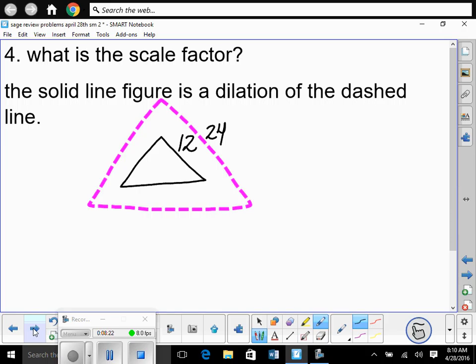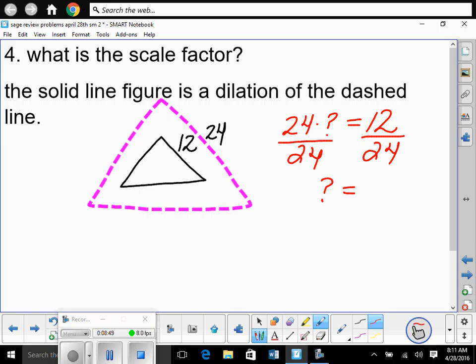So it wants to know what the scale factor is. Let's set up a true statement. Don't we want to know how we got from 24 to 12? I always set it up like this so I don't ever get it wrong. 24 times what equals 12. Scale factors are what you multiply to get to the other figure. So now solving for the question mark, we divide by 24. So the question mark is 1/2, right? To get from 24 to 12, we multiplied by 1/2, which makes sense. We shrunk it by dividing by 2, but really it's always a multiplication. That's why we say we multiplied by 1/2. Yes?